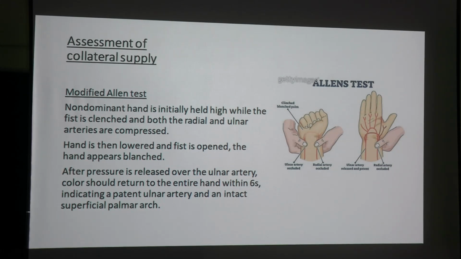Because after collecting the sample, if somehow there is embolus formation or any infection, and the radial artery supply is blocked, then there will be necrosis. We have to amputate the hand. So we will choose the other limb or hand. That is the modified Allen test for assessment of collateral supply.